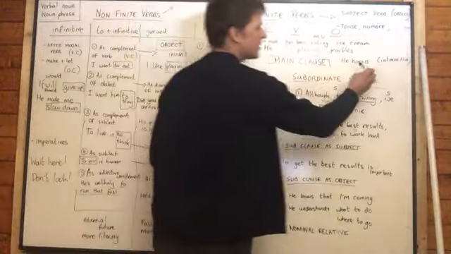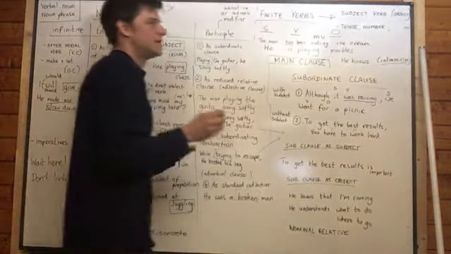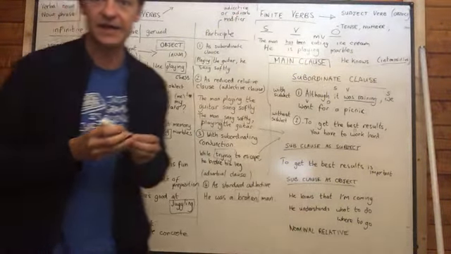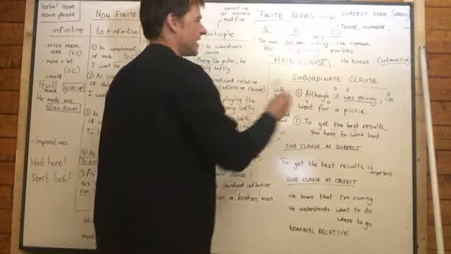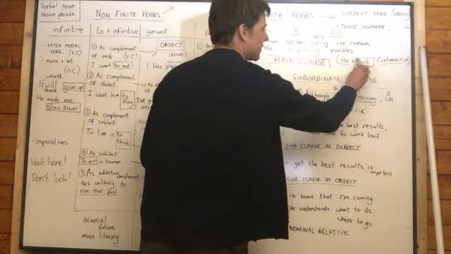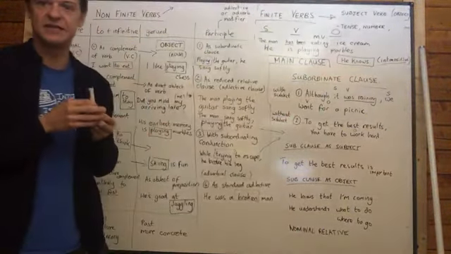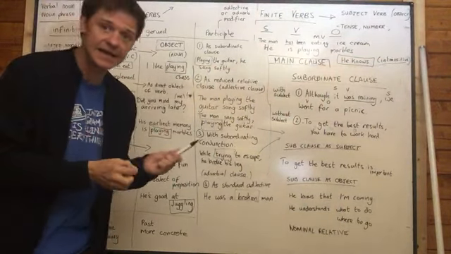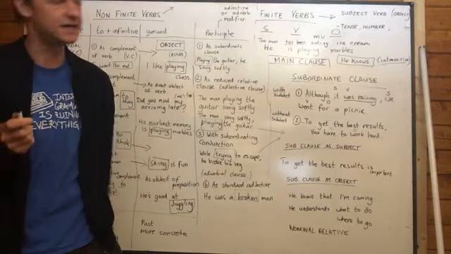If the verb is intransitive, then it doesn't take an object, and it's a main clause just when you say he knows. That's a main clause because know doesn't need an object. It can have an object, but it doesn't need an object.